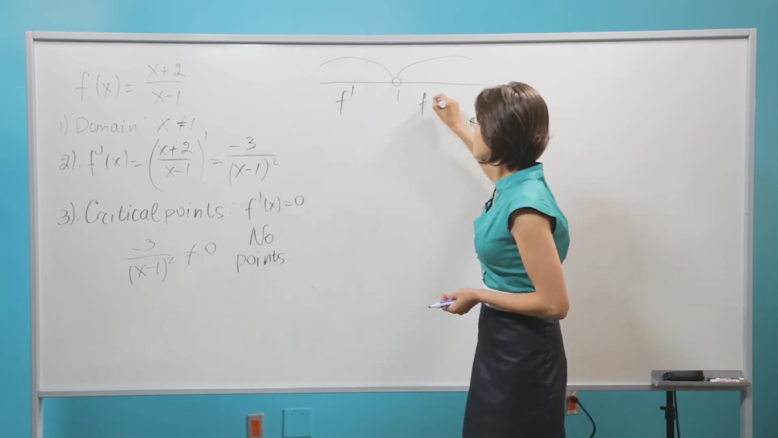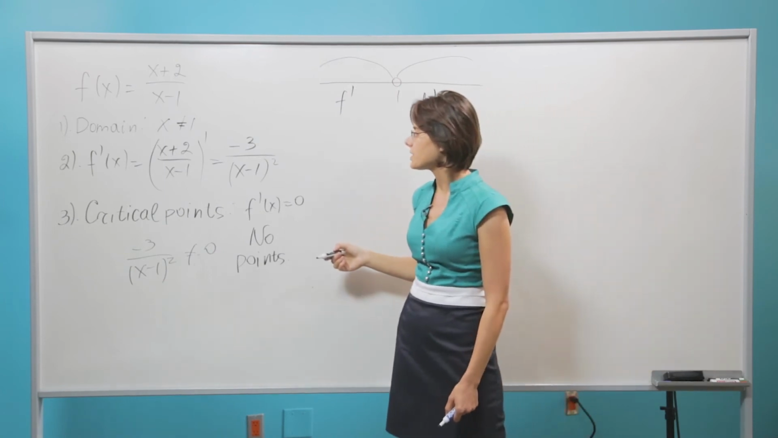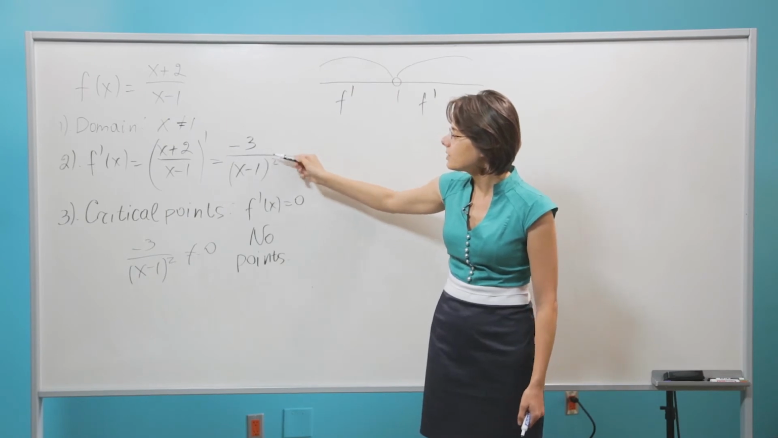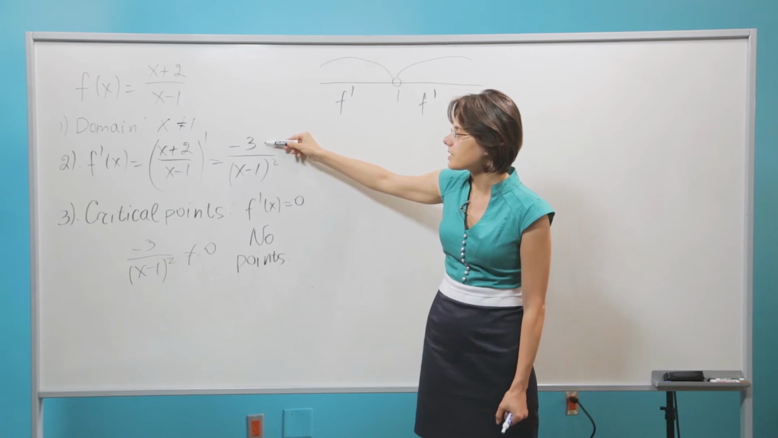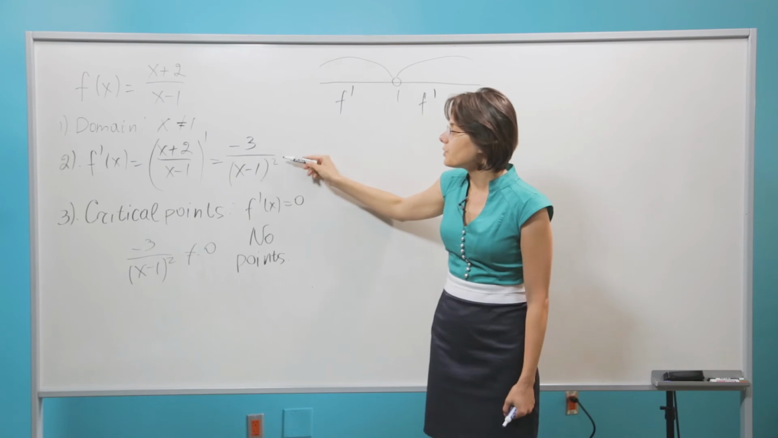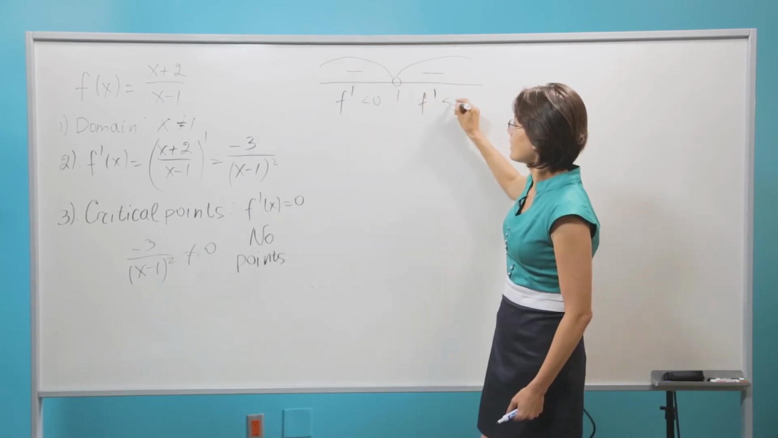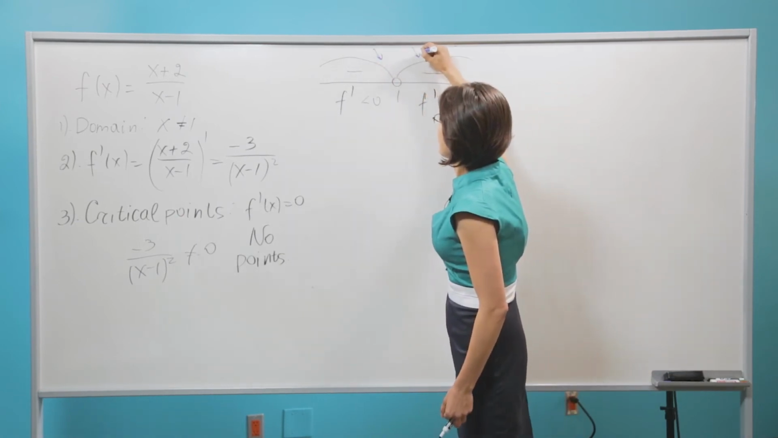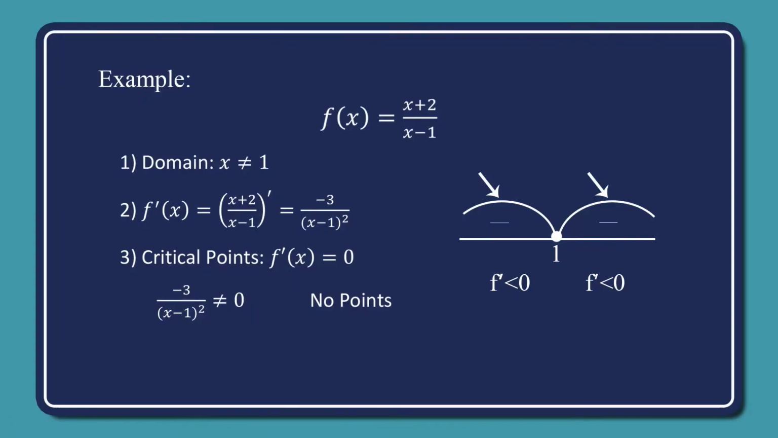So we take the first derivative, and we pick any point on each subinterval and plug it into the first derivative. Let's say we pick point 0. If you plug it into the first derivative, my denominator is always positive because I'm squaring it, and my numerator is negative. So it doesn't matter which interval we pick, the first derivative will always be negative. So since the first derivative is negative, the function is decreasing on both subintervals. So the function is decreasing over its domain.